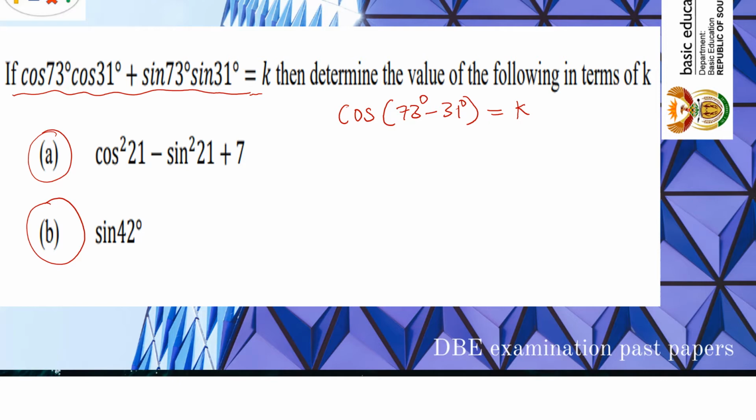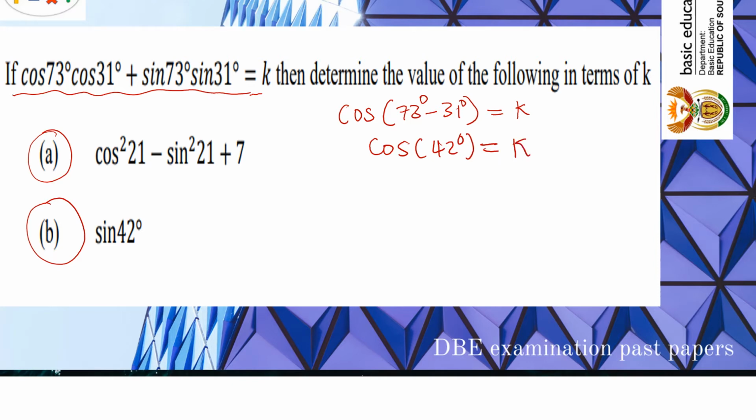Remember, we're still working with our given information. We haven't started answering the question. We're just trying to simplify our given information. 73 minus 31 gives me 42 degrees. So this is the same as cos 42 degrees is equal to k.